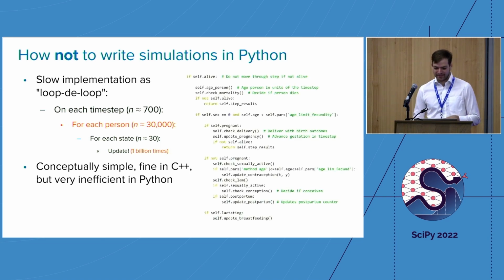And this is an example of what the code looks like. And it looks great, it's super readable. Even if you don't know anything about family planning, you can see what's happening here. Someone ages, you check if they die. If they're not alive, you quit. If they're female and they're fecund, you check if they're pregnant. If they're not pregnant, you check if they became pregnant, and things like that. So it's really easy to read this code, but unfortunately in Python it just isn't very performant.